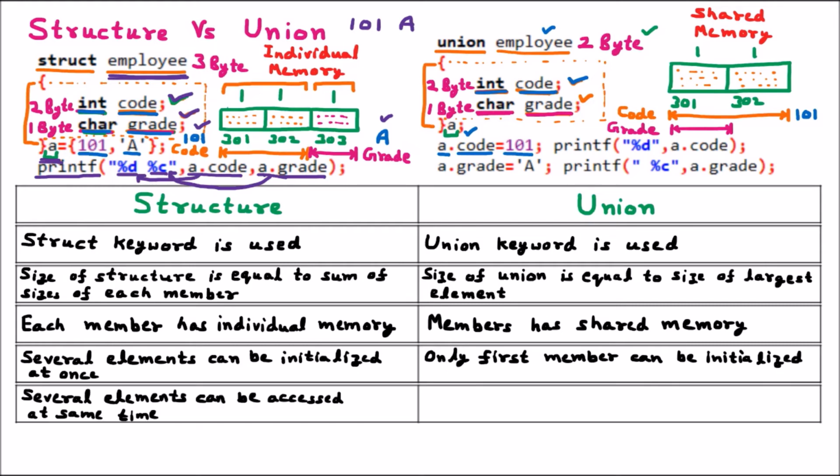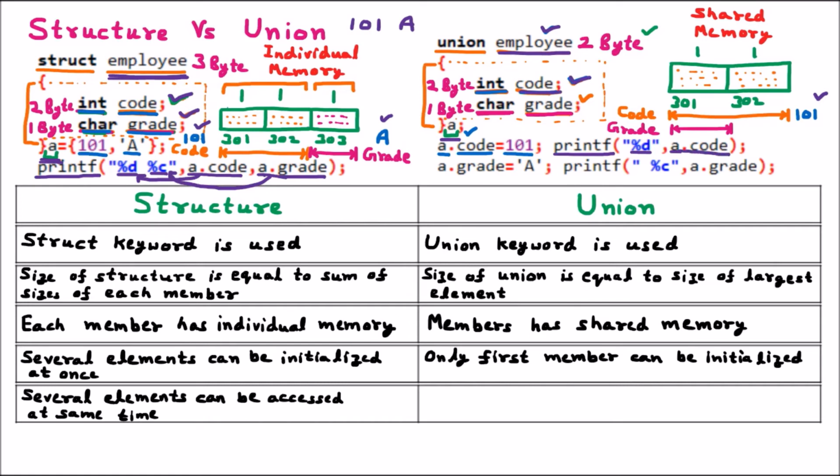But in the union, we have initialized only one element, which is code, and the value is 101. Now we are displaying it. So we say printf, which means printing on the screen, percentage d, that is for the integer value of A. We know that A is the variable and that it is of union employee. In the employee we have the elements. The first element is the code, so we are accessing the first element, which is code.